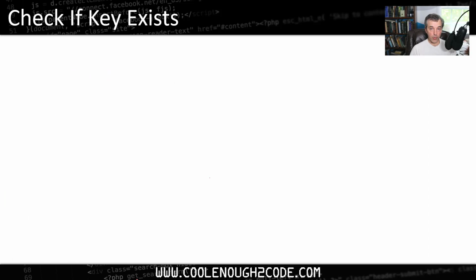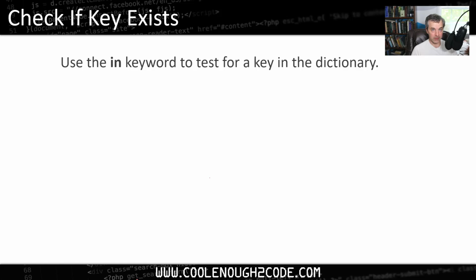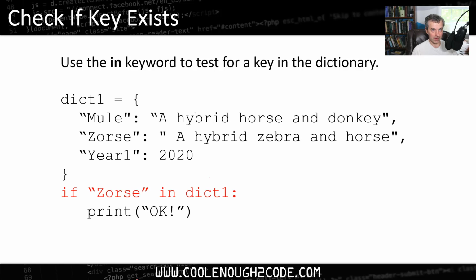a for loop. So with Python, you can also use the in keyword to test to see if there is a particular key in a dictionary as well. So we will simply have an if statement that looks like this. I have my dictionary defined right here. So if I say if Zorse in dict1, and if that is true, then it will come into our code block and it will do whatever is in our code block as defined by our code here. So it would print okay.